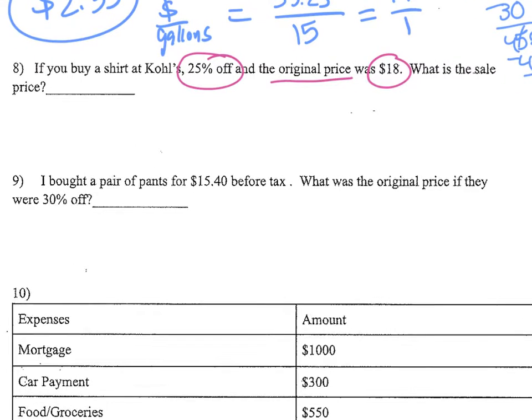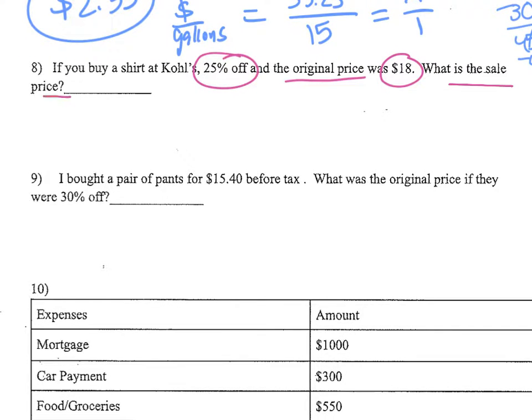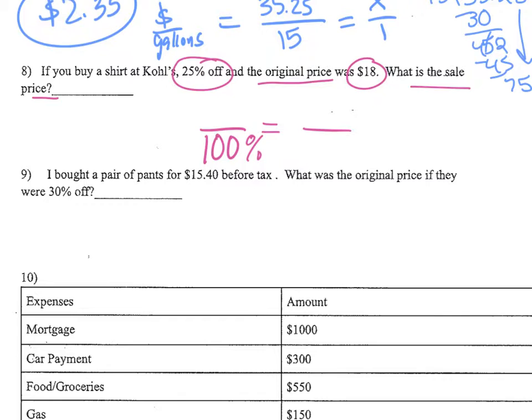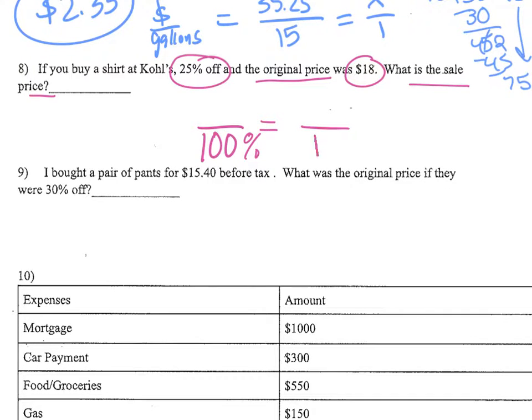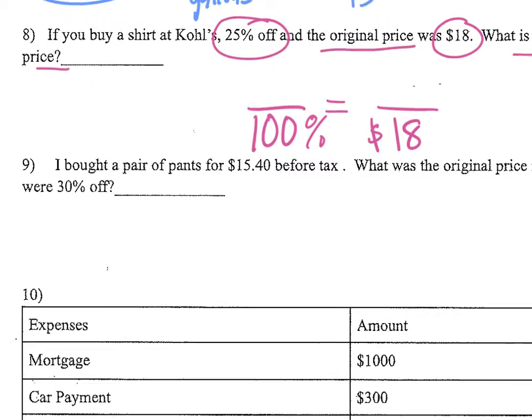The original price was $18. What is the sale price? Since we're talking about percent, I already know that one of my ratios is going to be out of 100, because that's one whole, the total price. We talked about percent increase and decrease last week. We put the original on the bottom. So 100% of the price was $18, and I'm putting that on the bottom across from 100.